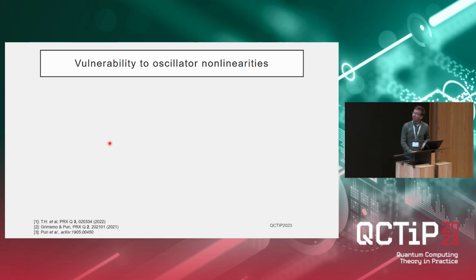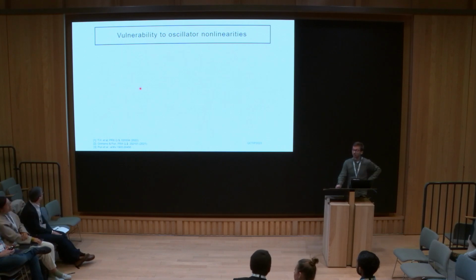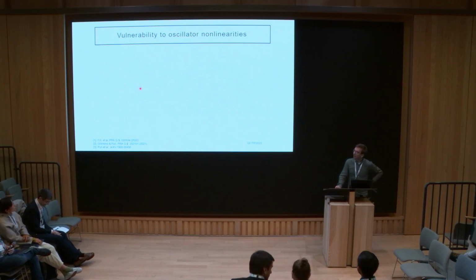But of course, I tried to argue that everything is great and there's no problem anymore, which is of course not the case. There is some vulnerability to oscillator nonlinearities. What does that mean? We know that the qubit should be restrained to two levels, and we have some nonlinearity in the qubit so that it cannot be driven to the third level.